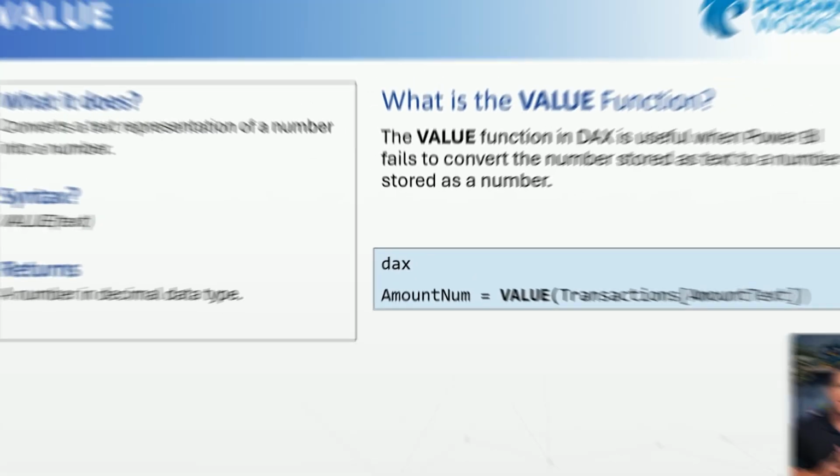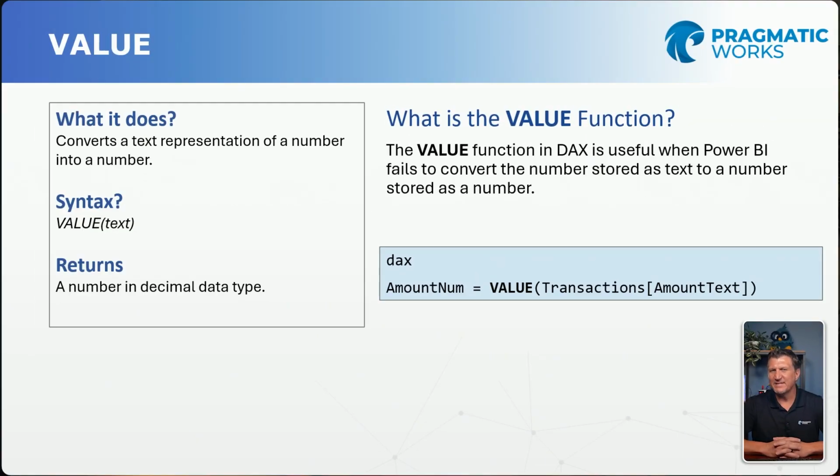Let's take a look at the value function. Value converts a text representation of a number into a number. The syntax is value followed by the text that you want to convert. The return is a number in decimal data type.